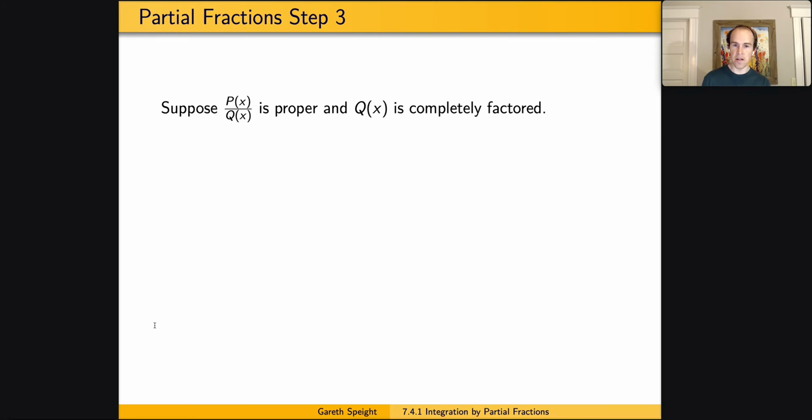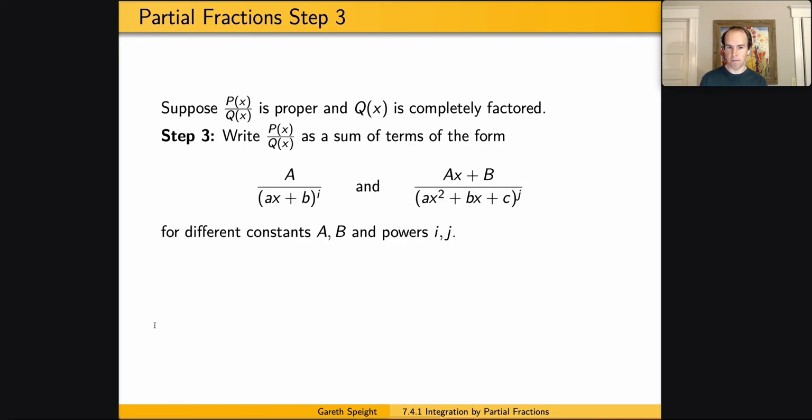Okay, last slide, going on to step 3. Let's suppose we already did step 1, which means that our rational function is proper. And we already did step 2, which means that the bottom q of x is completely factored into linear terms and irreducible quadratics. Then we have to use that information to write our rational function in terms of partial fractions that are easier to integrate. The types of terms we get are going to look like a constant divided by our linear term to some power, or a linear term divided by a quadratic to some power.